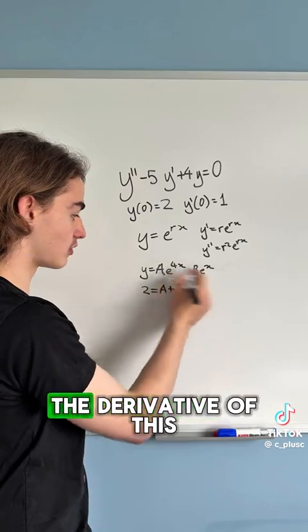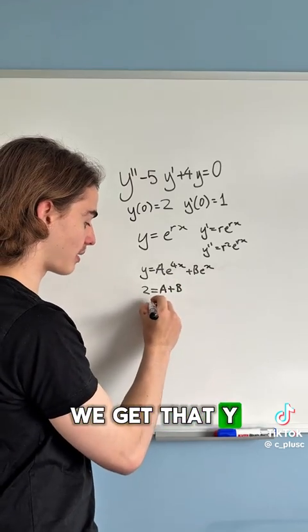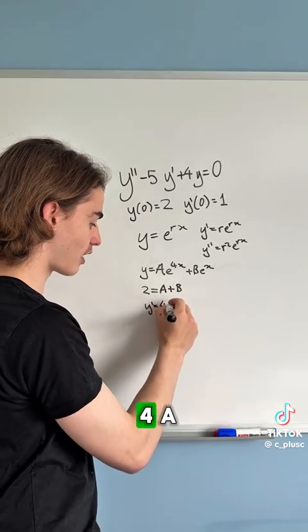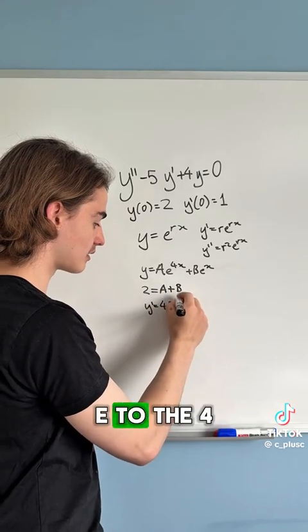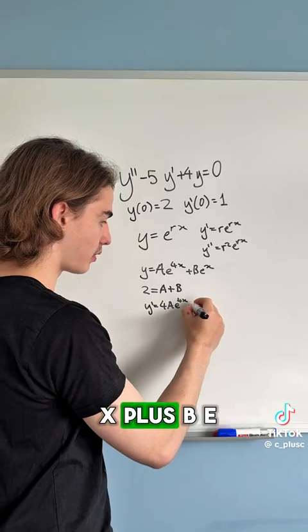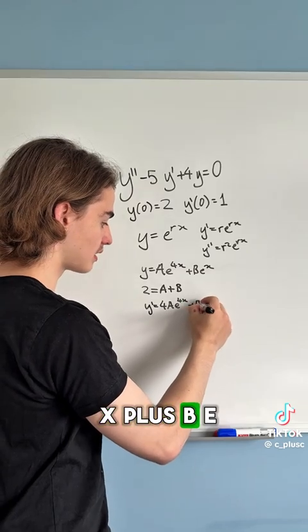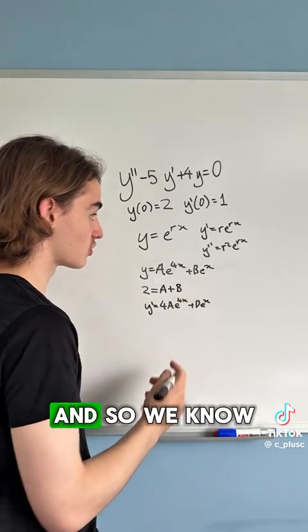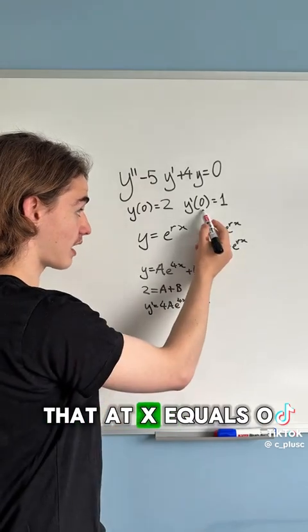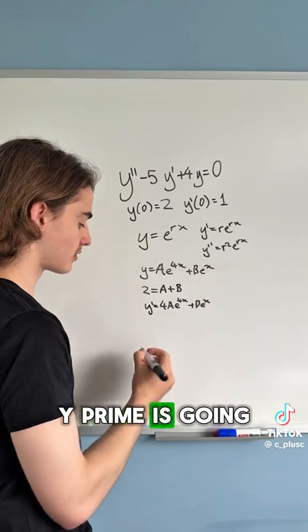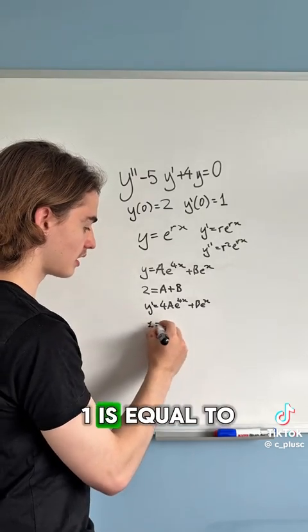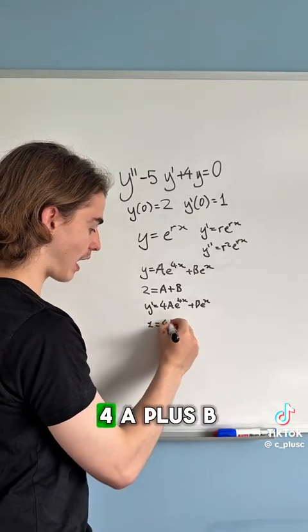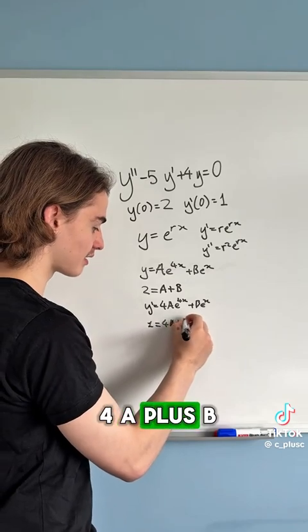And then if we take the derivative of this, we get that y prime is equal to 4a e to the 4x plus b e to the x. And so we know that at x equals 0, y prime is going to be 1. So 1 is equal to 4a plus b.